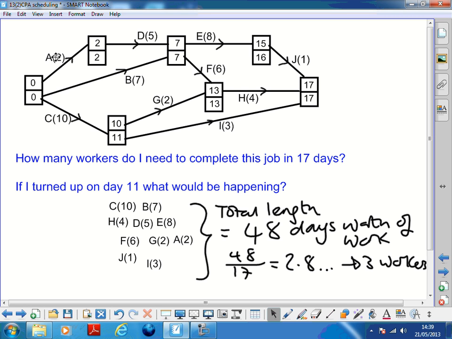Okay? Right, another question that we might ask. If I turn up on day 11, what might be happening? Can you see that from this network? On day 11, what would be happening?